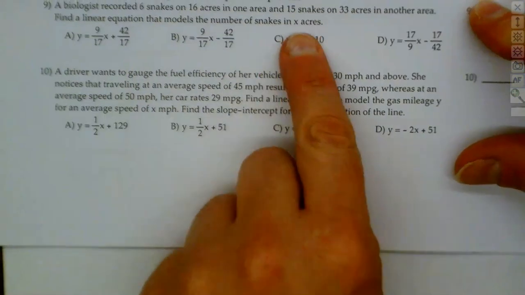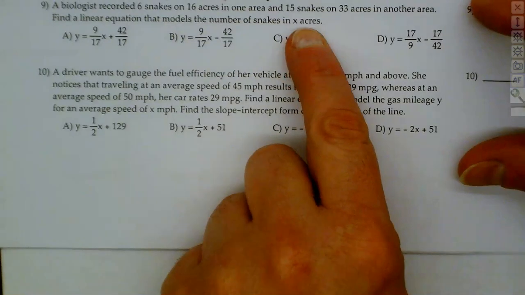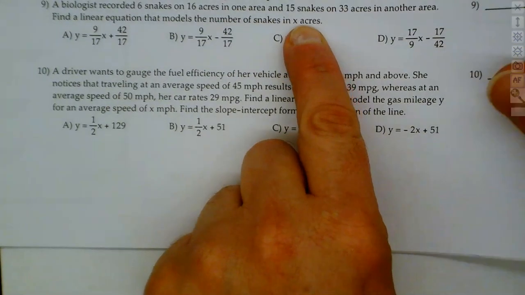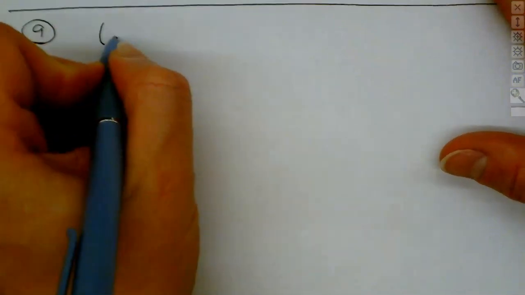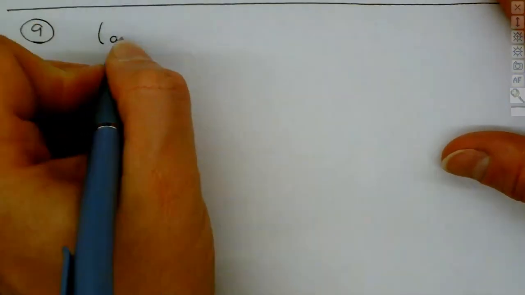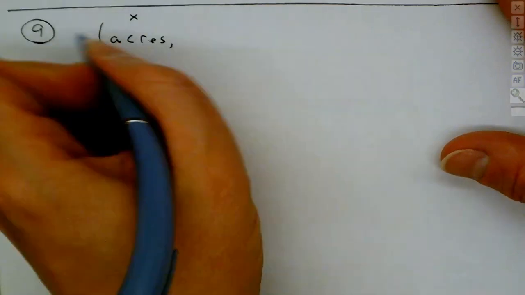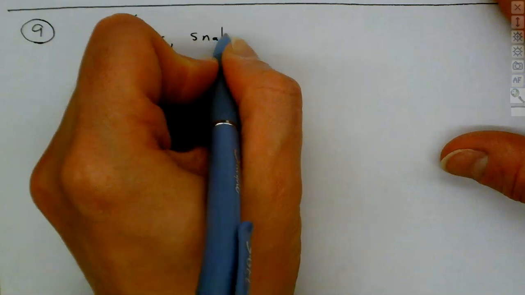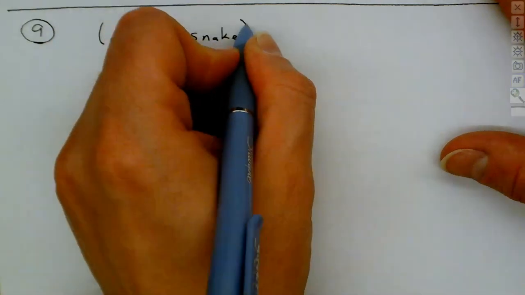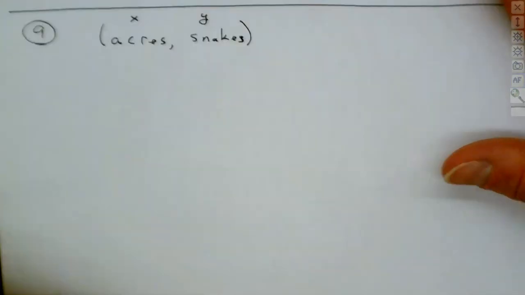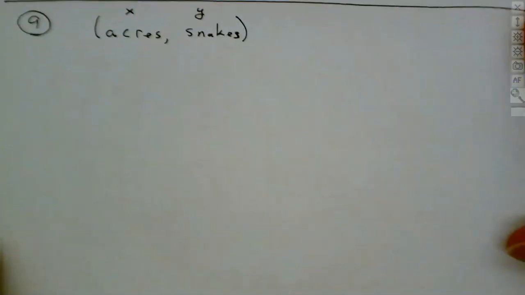But when we read this, the last part there says X acres. So X is going to be the acres, Y is going to be the snakes. So when we come up with our ordered pairs, we have to make sure that we put these in the correct order. So this is your X, this is your acres, Y is the snakes. So acres and snakes there.